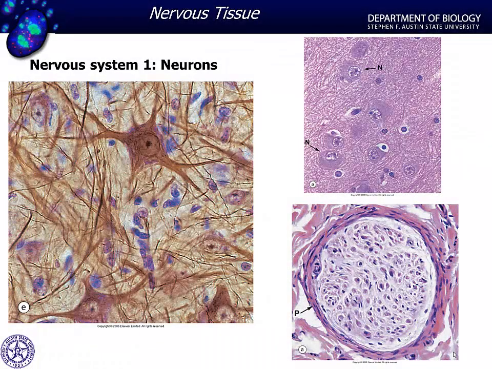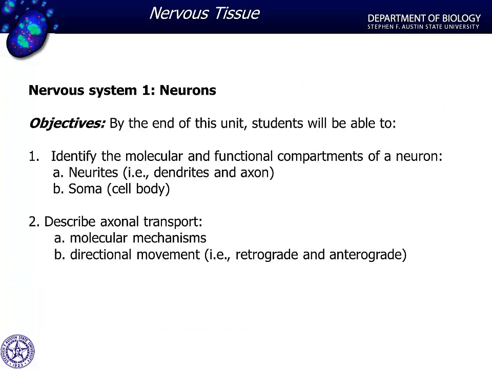Welcome to the first of our 3 podcasts on the nervous system. And in this first podcast, we are going to primarily focus on neurons, the cellular components of neurons, and also how neurons regenerate. So we're going to understand what neurites are, the dendrites and the axon on a neuron, the cell body, and the different molecular and functional compartments of each of those, and how they relate to neuron function.